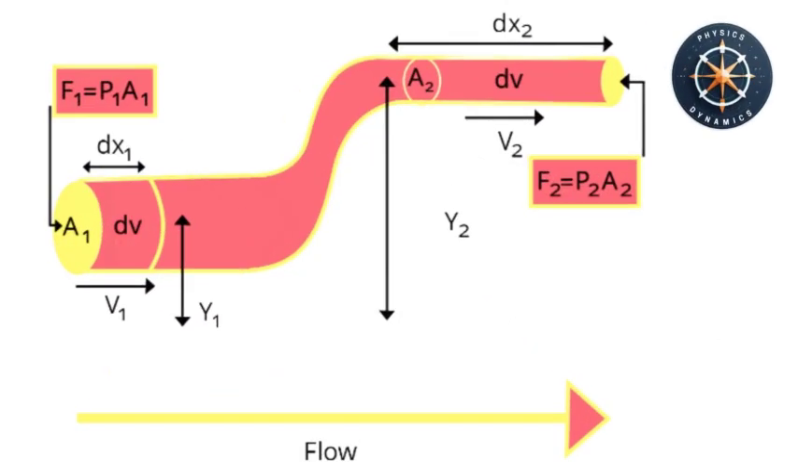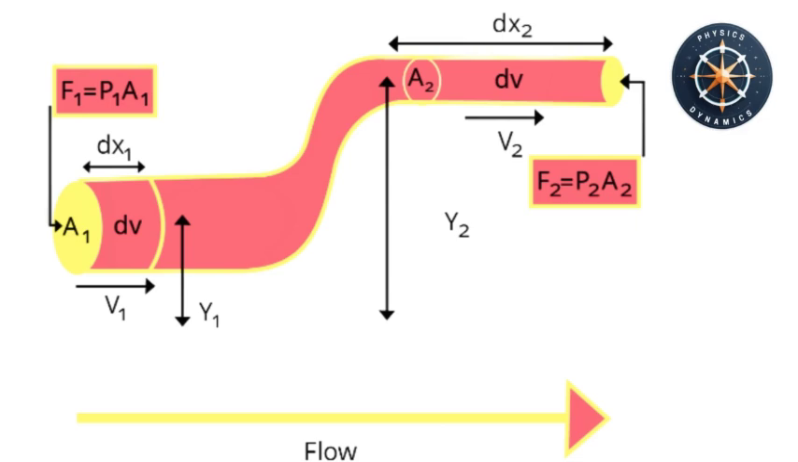As you can see in the diagram, the fluid is moving through a pipe of varying cross-sectional area labeled as A1 and A2, as well as varying height labeled as H1 and H2. You can also name it as Y1 and Y2. So the pressure will be changing along the pipe and the distance covered by the fluid will be labeled as delta x1 and delta x2.